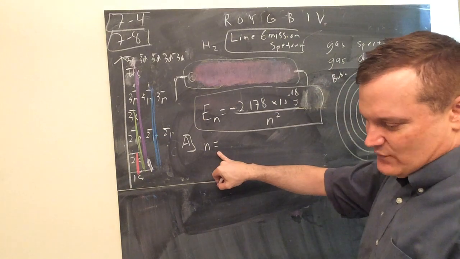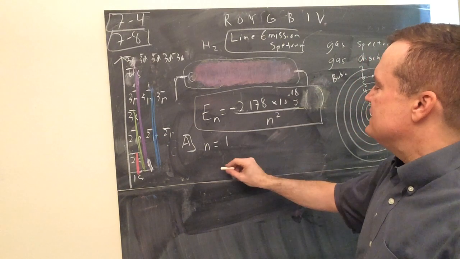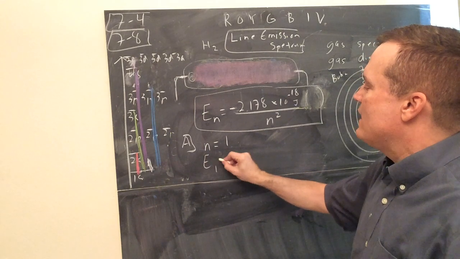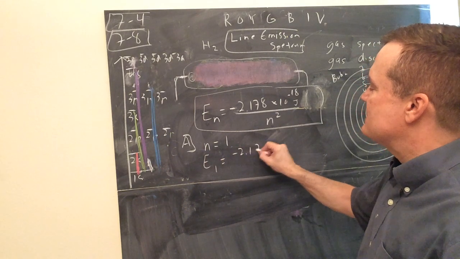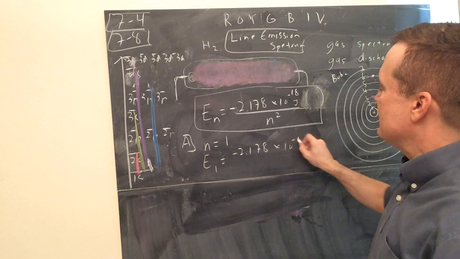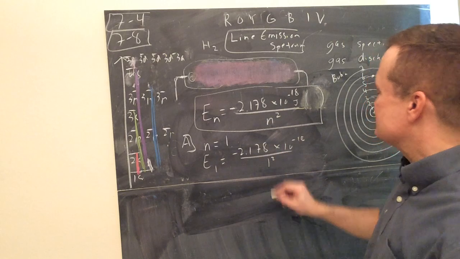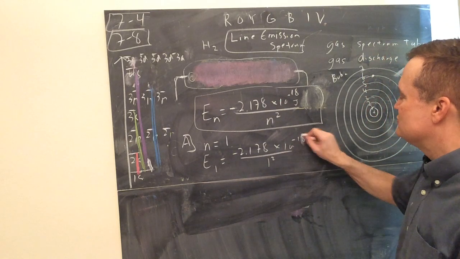All right, at level n equals 1, the energy is going to be simply E at level 1 is equal to negative 2.178 times 10 to the negative 18 divided by 1 squared, which is 1. So it's the same number, 10 to the negative 18 joules.